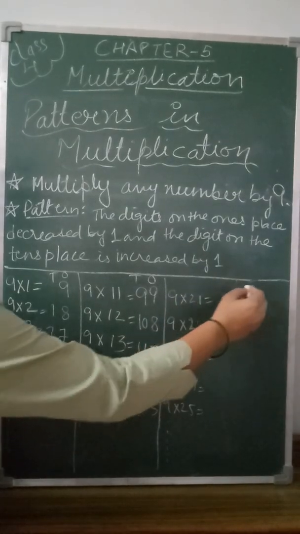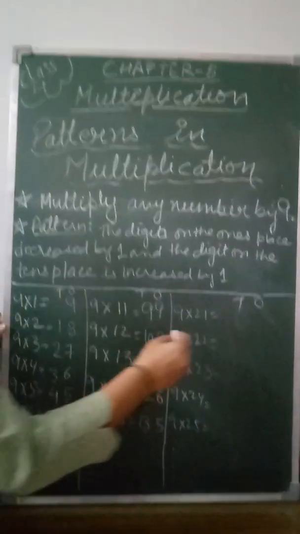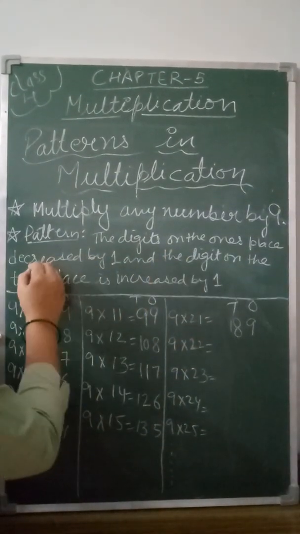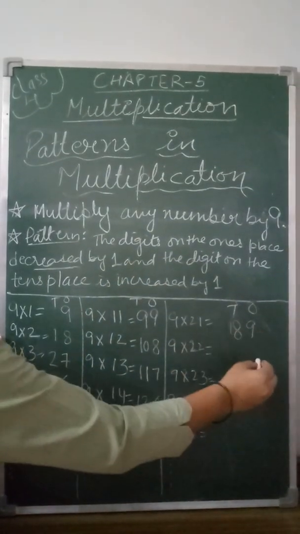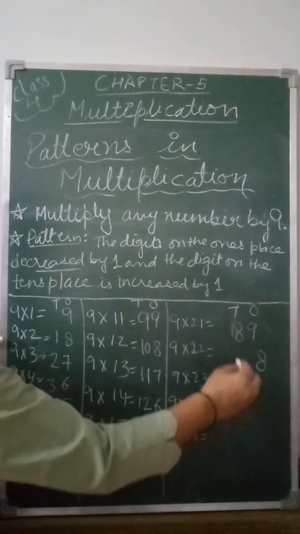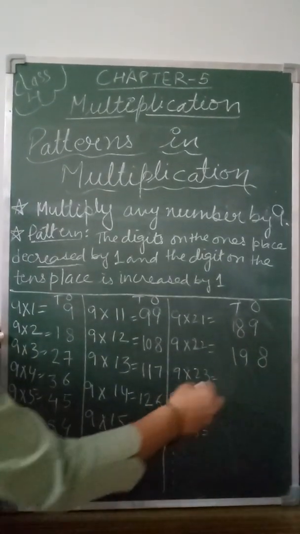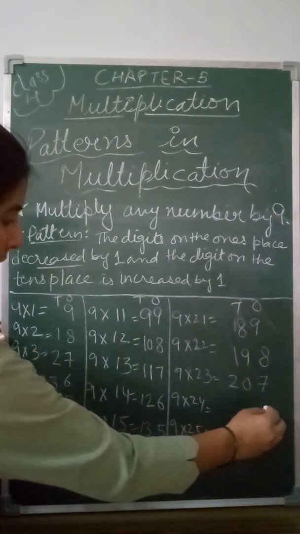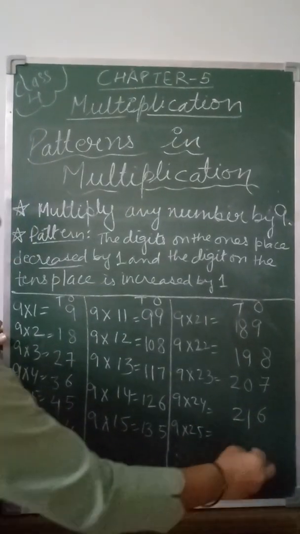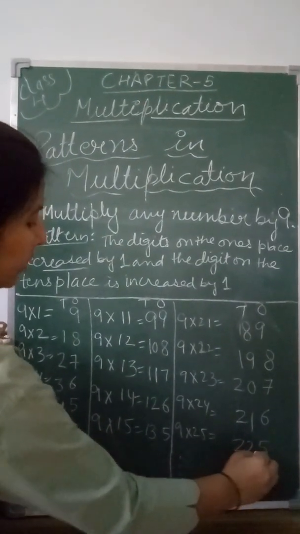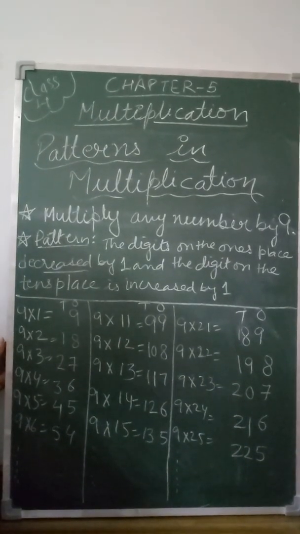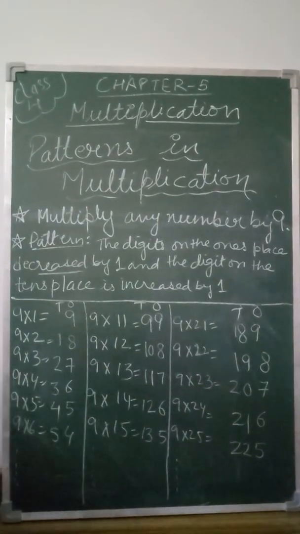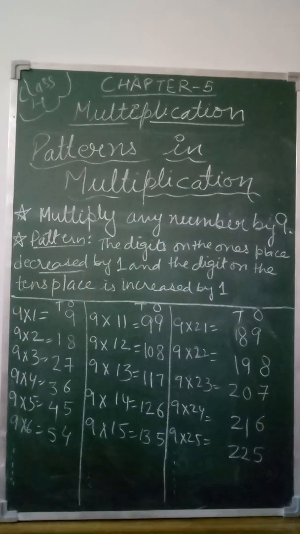9 multiplied by 21. Again, let's write the tens and ones places here. The pattern is the same: decreased by 1 and increased by 1. The tens place is decreased, then the ones place is increased, again decreased and increased. In this way we can find the product of any number with the help of this pattern without doing the actual calculation. So students, there are two patterns: one is multiplying by 11 and the second is multiplying by 9.